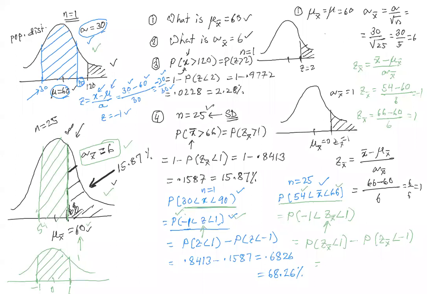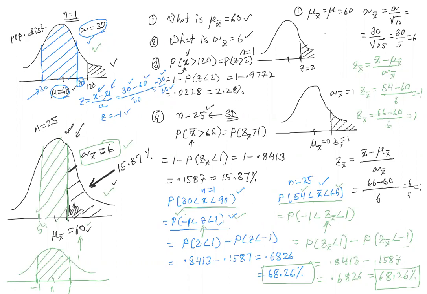Now, this is 0.8413 minus this is 0.1587, and it comes out to be 0.6826, which is 68.26%. This is what we are talking about. All right, both of them.